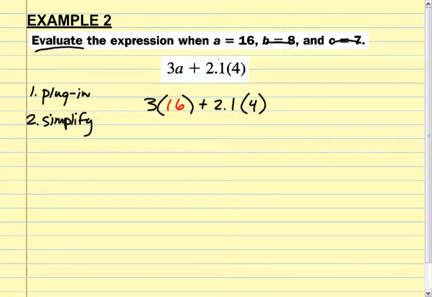What do I do next, Gray? Multiplication. Because I don't have any parentheses or exponents. So Gray says let's do multiplication. I got it. Which one you want to do first, Gray? Multiplication. All right. And which one of them? 3 times 16. 3 times 16, and that gives you 48. Plus 2.1 times 4. You want to go ahead and tell me what that is? 8.4. All right.